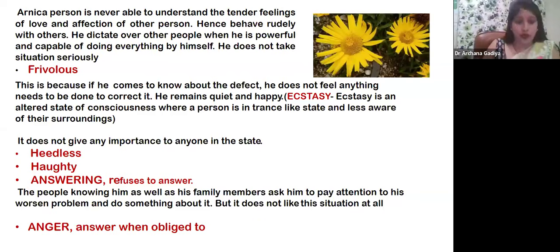The people knowing him as well as his family members ask him to pay attention to his worsening problems, to do something about it. But he does not like the situation when he is obliged to answer. They say, "Go to the doctor. If the doctor is asking something, tell him." Now irritability sends the doctor home. He even doesn't want to talk with the doctor or answer the doctor.